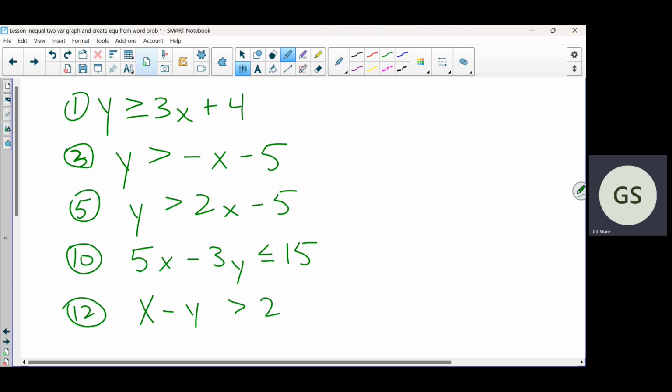Now you got to choose another value. You could choose a value for y, or you could choose a value for x. You know you can't pick two numbers.